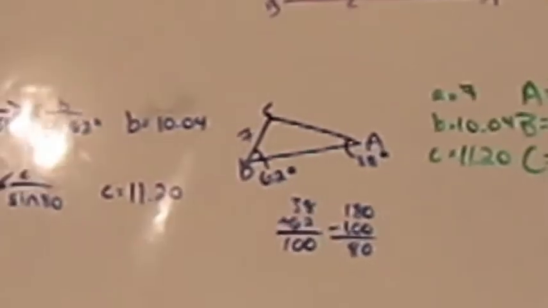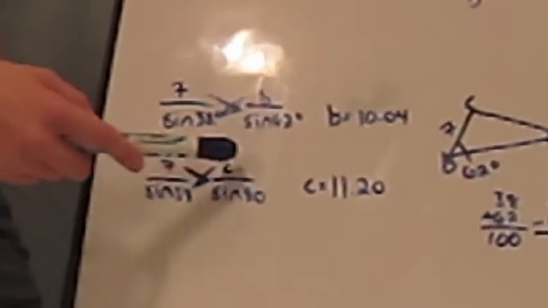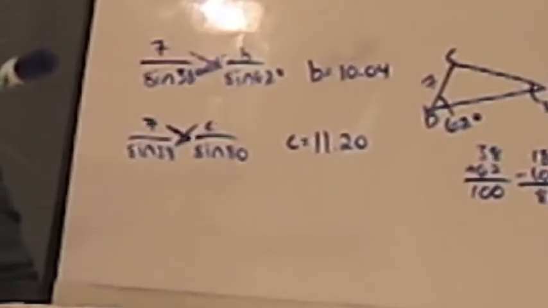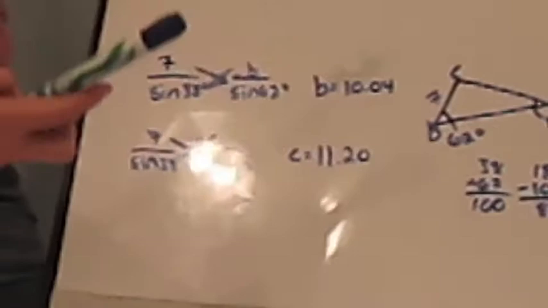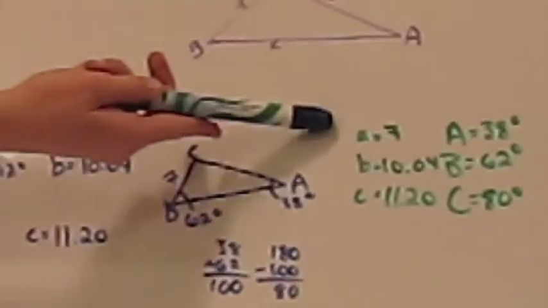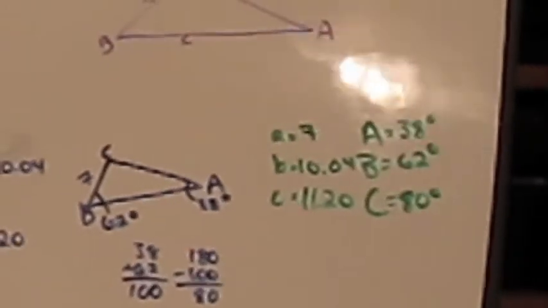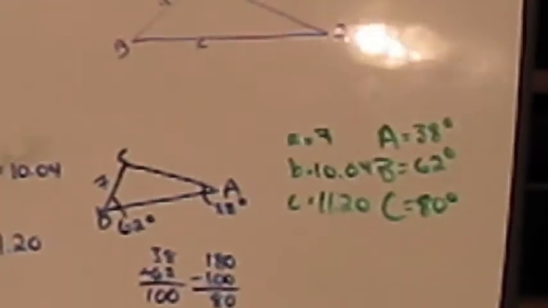So now you can do 7 divided by sine of 38 equals c over sine of 80. And you do the same proportion thing, so 7 times sine of 80 divided by sine of 38 equals c. And c is 11.20 if you round it. And there you go. You have all three sides and all three angles. See how simple it is to solve a triangle with the law of sines?